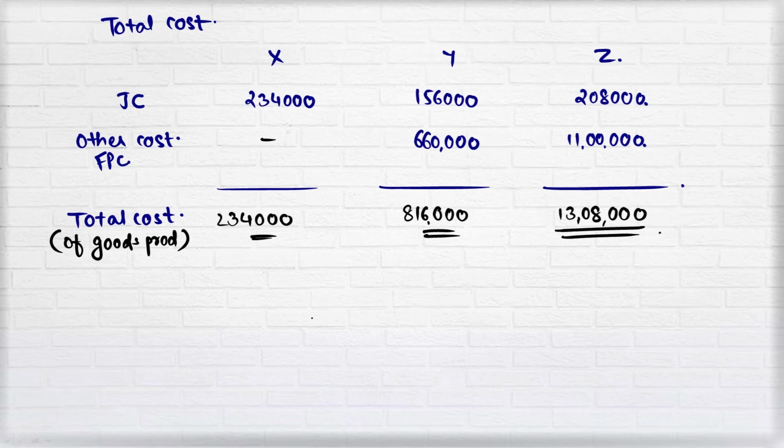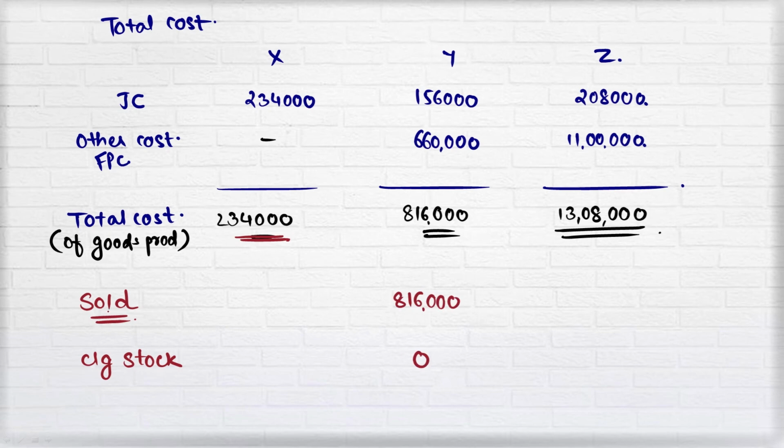All right. This cost is of goods produced. Goods produced is either sold or they are lying in closing stock. Then out of 2,34,000, how much is closing stock in X? 5,000. All right, let me take Y. How much is closing stock in Y? 0. So full cost of 8,16,000 is for goods sold. 8,16,000 and 0.